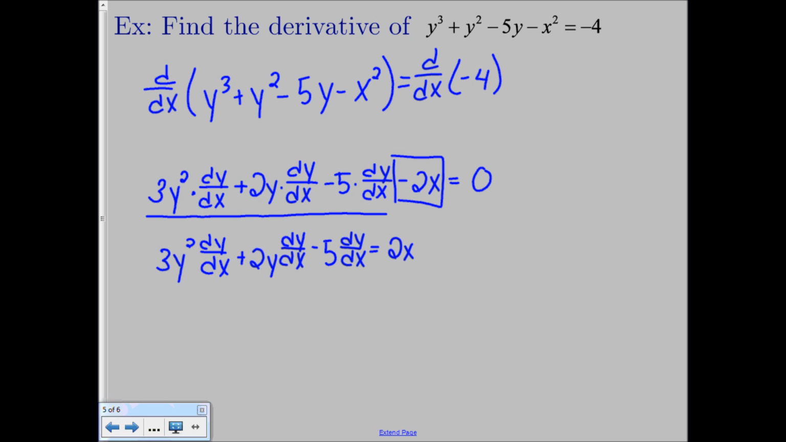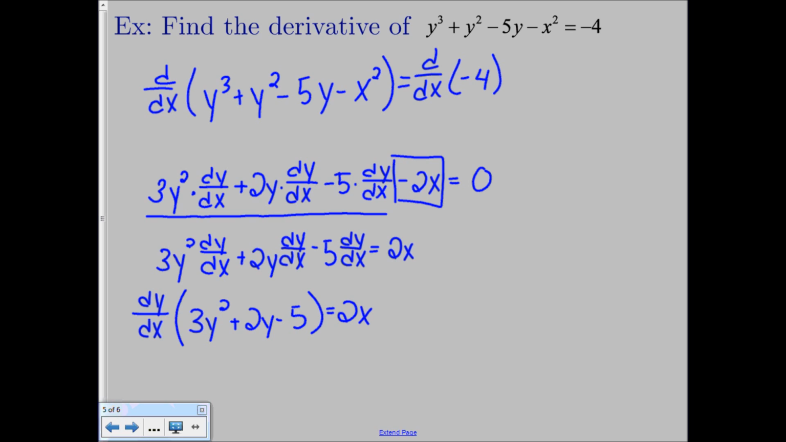So now what we have to do is, since we want to solve for dy/dx in the end, we need to get it by itself. So what we can do now is factor it away from everything, since it is a common element in all 3 of these terms. So we get dy/dx times 3y squared plus 2y minus 5 equals 2x.